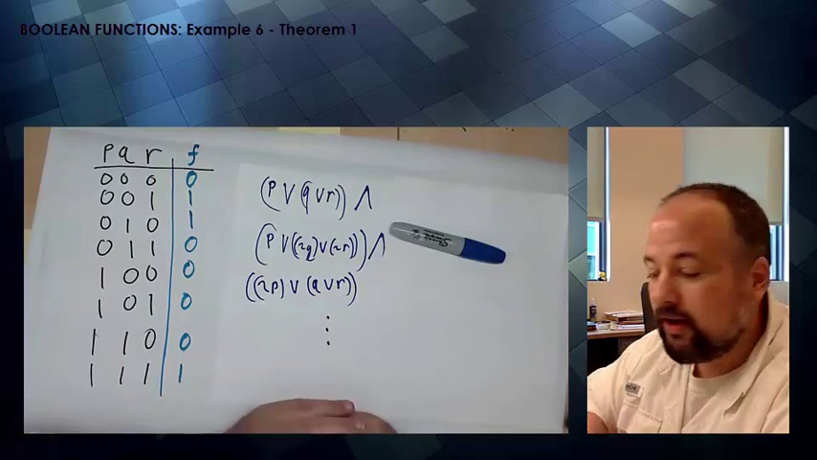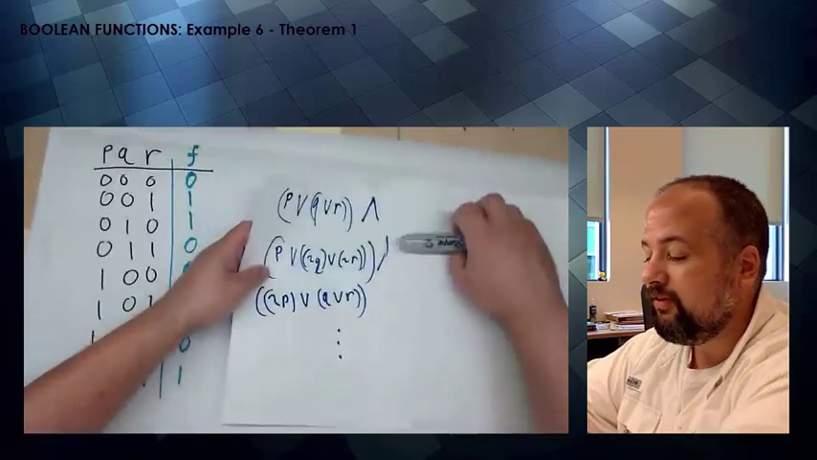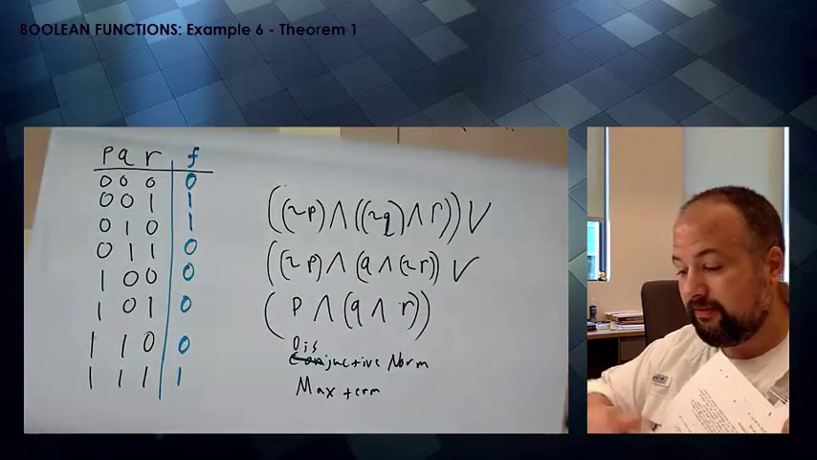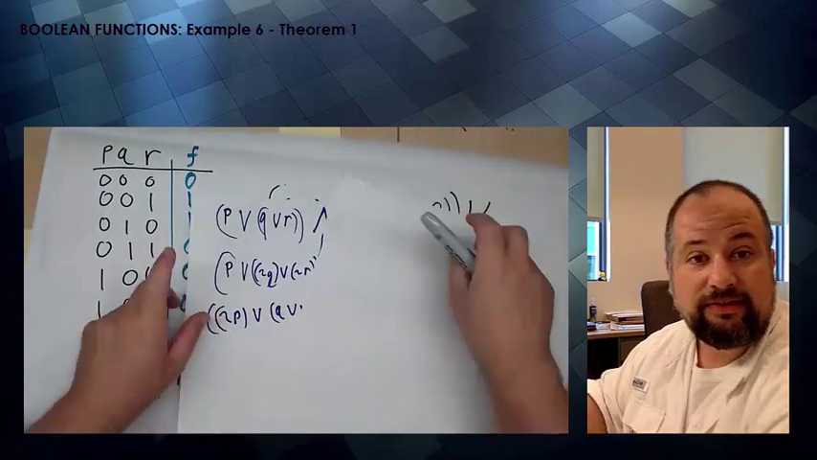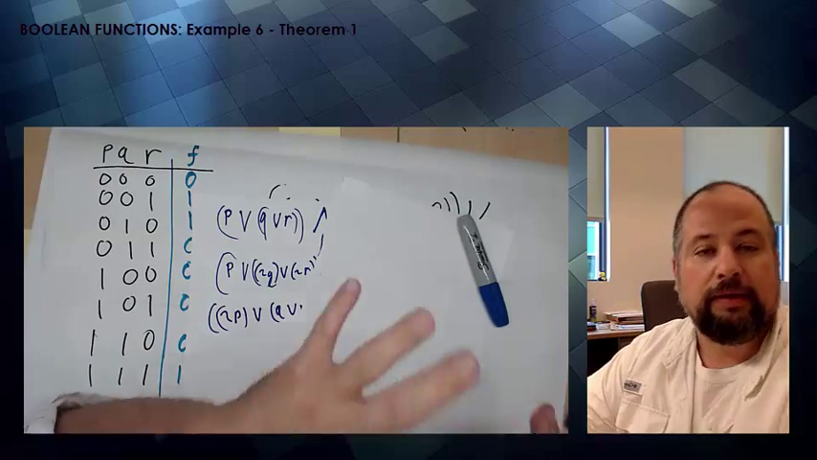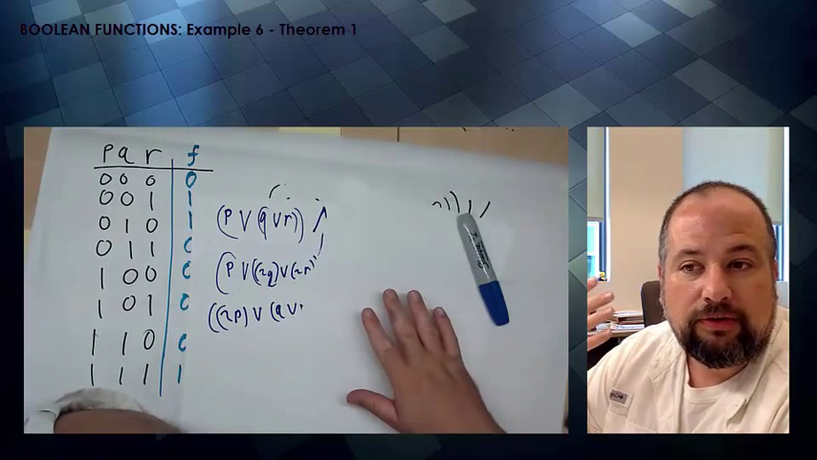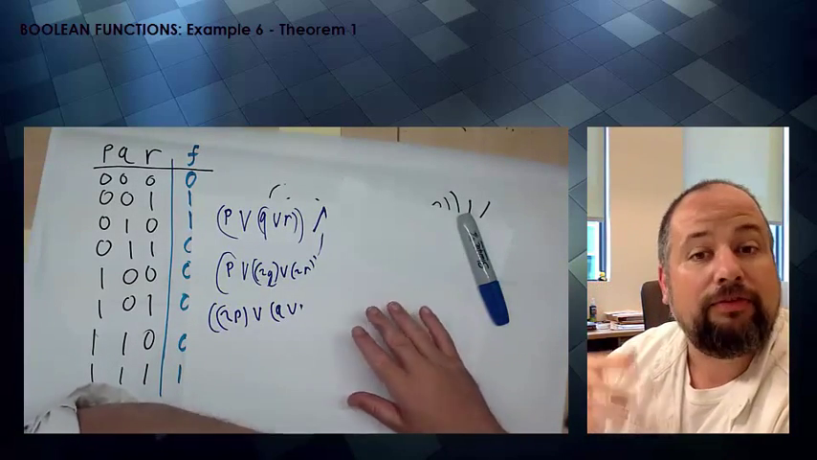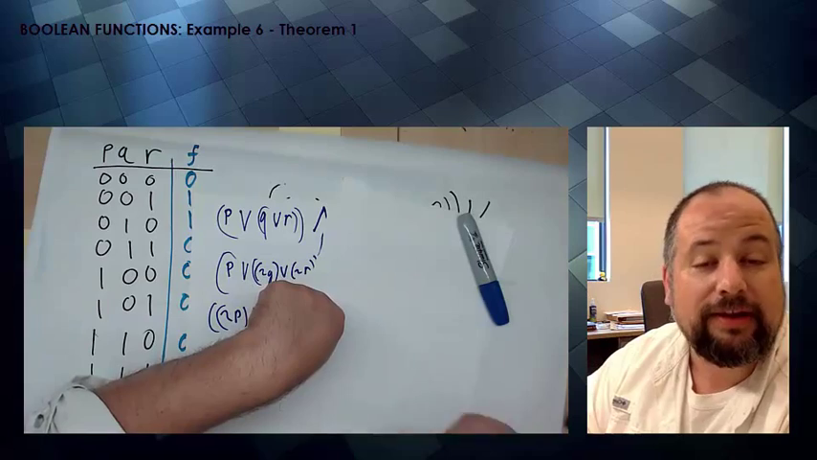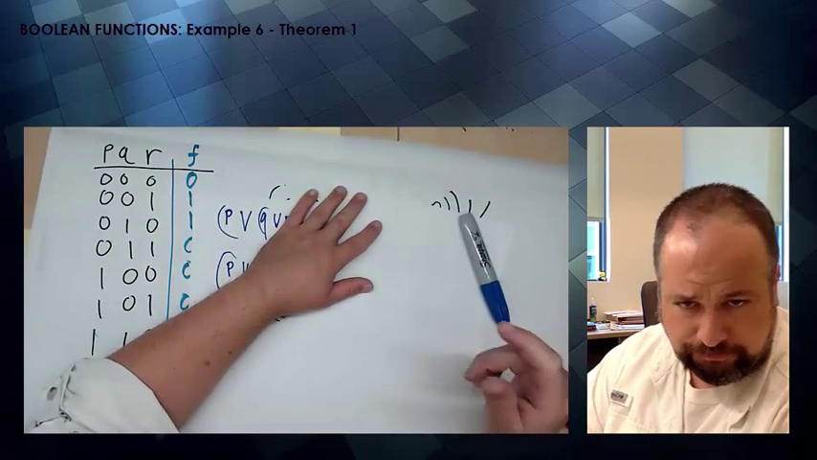The key thing is this is the same as this. They're exactly the same. They produce the same output. And I don't expect you to totally trust me on that, but play around with it. Try it. It'll work out. Okay? So that is Theorem 1 from Example 6.